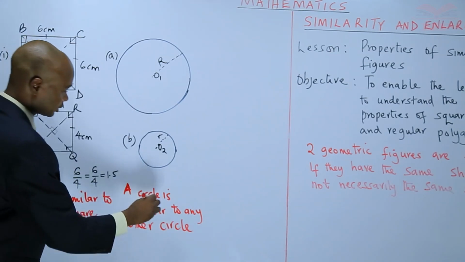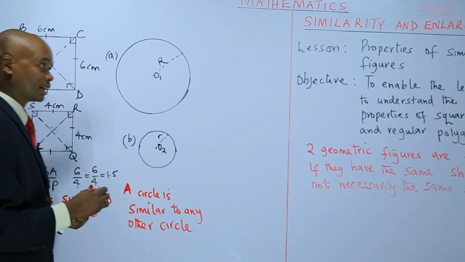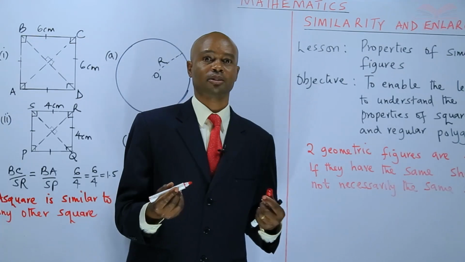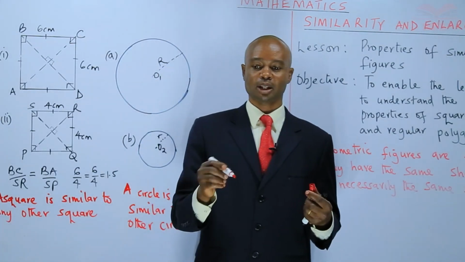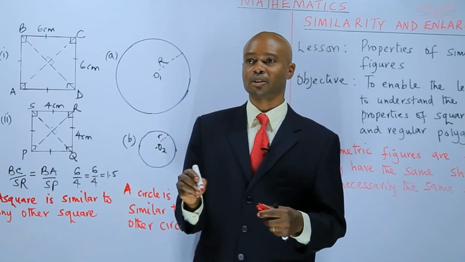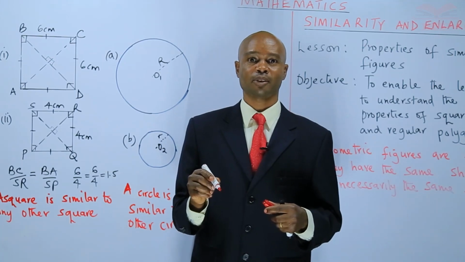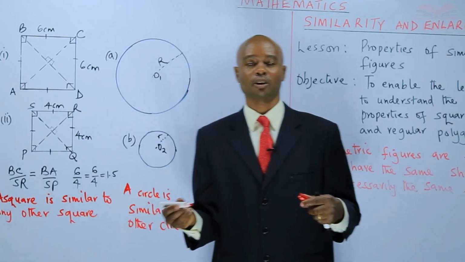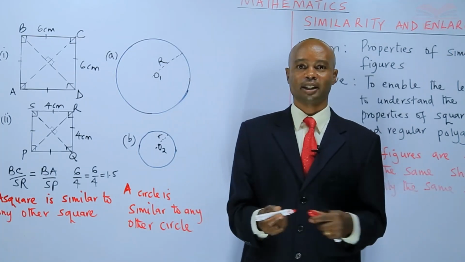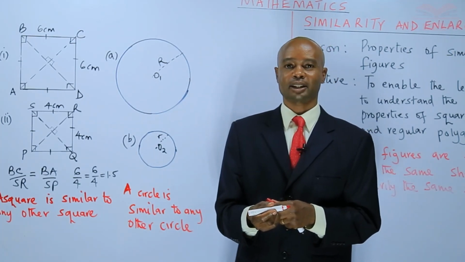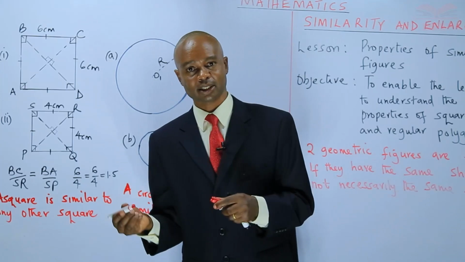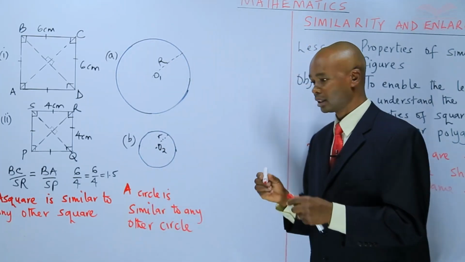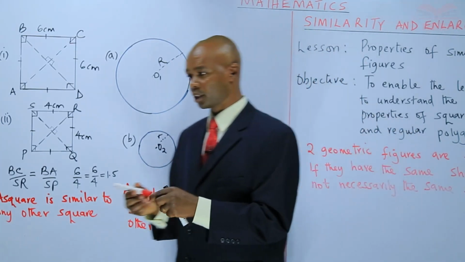So a circle is similar to any other circle, irrespective of the size. Even if you have a small circle of radius 4 centimeters, it will be similar to a circle of the size of the Earth, with a radius of even 6,000 kilometers. Lastly, we move to the polygons.